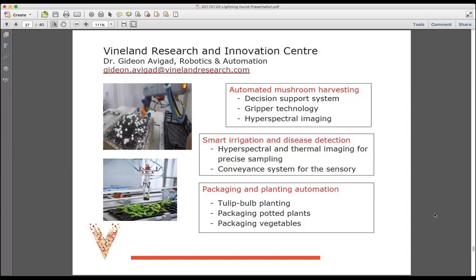We're working, like others of you, on projects around smart irrigation and disease detection using hyperspectral, and so forth, and we've got some good results on highly reliable indices. And beyond that, we are working on hardcore automation, packaging and planting machines, and currently finalizing our tulip bulb planter, which should be ready soon.